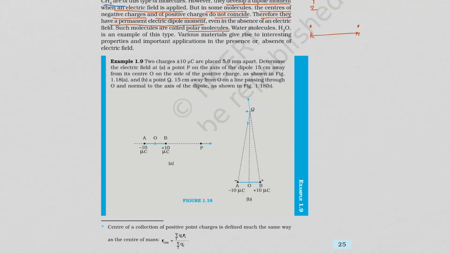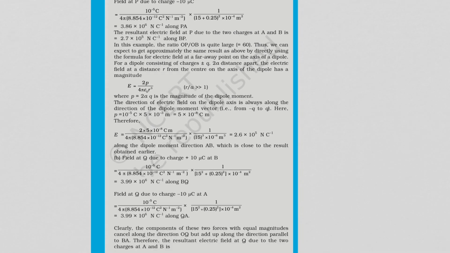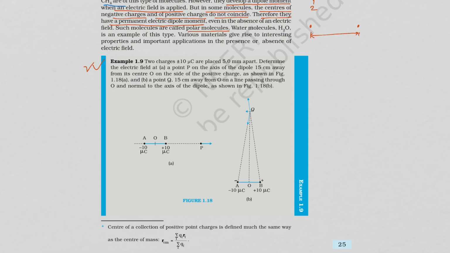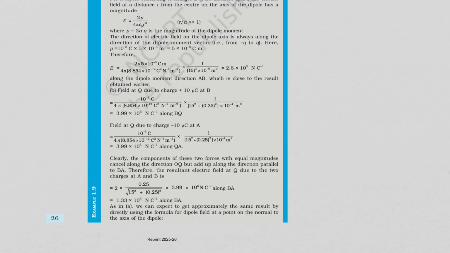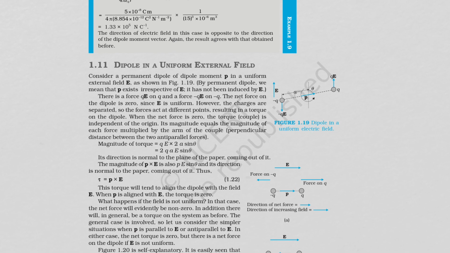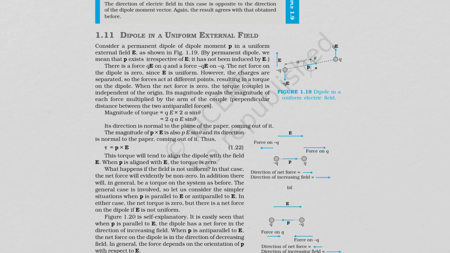And then there are a few examples that I urge you to go through. You try it, okay, try to solve it. I think there's only one example which needs a big calculation. So you go through it, and we can now focus on the last part of electric dipole, which is dipole in a uniform external field.